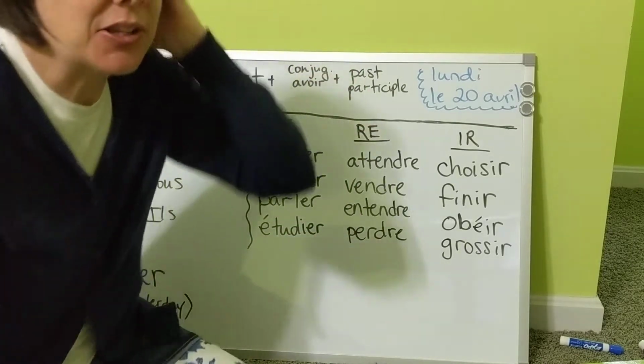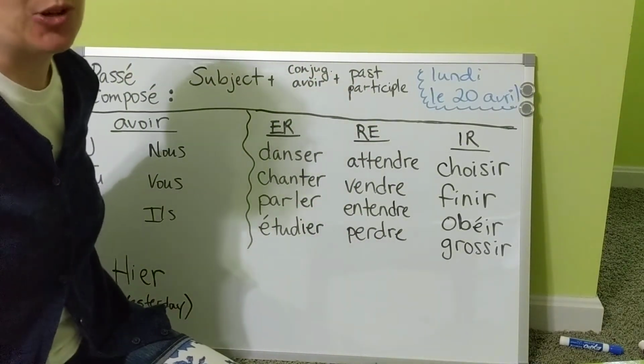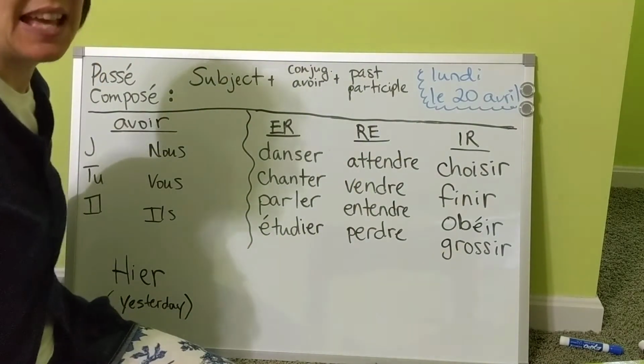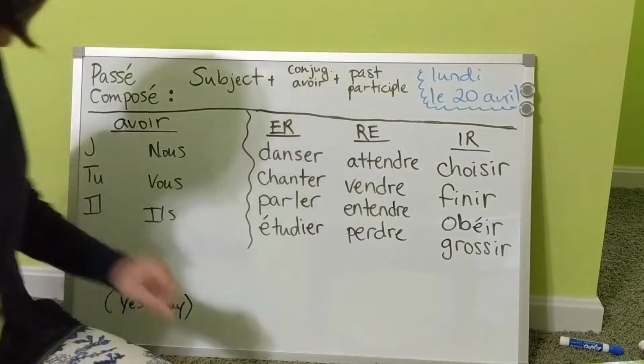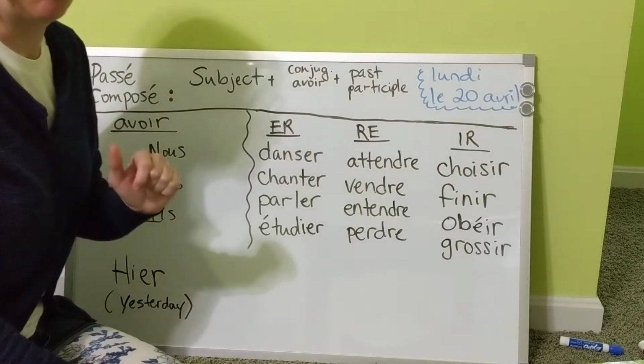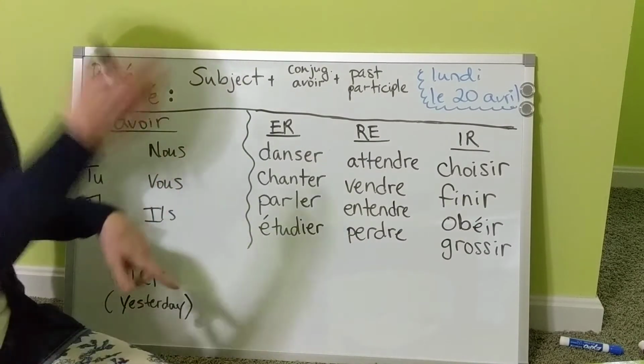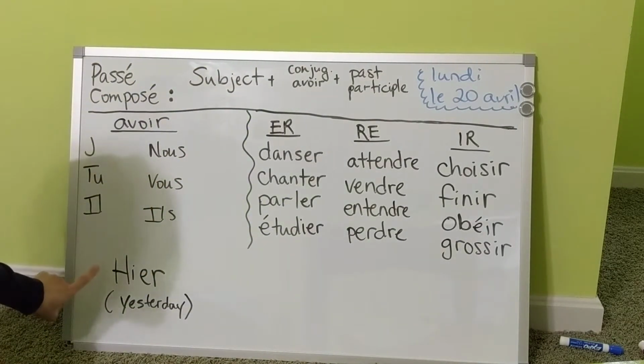Alright, so today we're going to talk about the passé composé. And what that is, that's the past tense. And it's very easy to use. We'll be able to talk about what we did yesterday. The word for yesterday is hier.